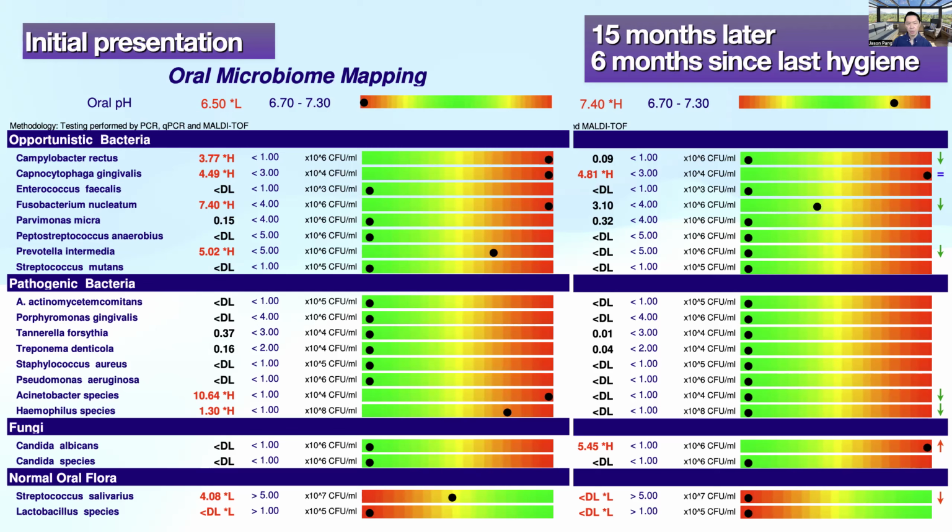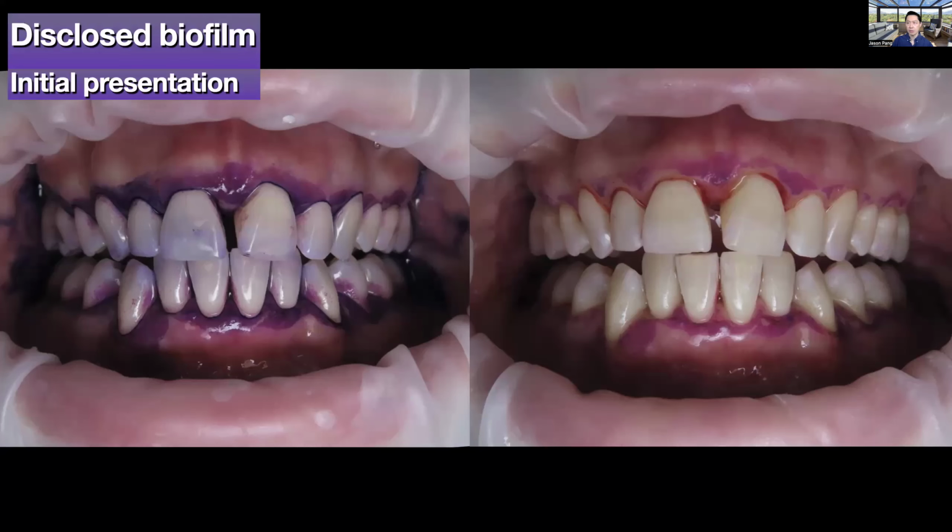So here, because this patient has been quite regular with us, 15 months after we first assessed her, we're able to see quite a reduction in all of the bacteria, both opportunistic and pathogenic. But the two things that did stand out was that the Candida albicans, the fungal infection, was high, so she needs to be treated for that because that can impact her cancer treatment. But the one that we were worried about, Fusobacterium nucleatum, was substantially reduced, and we will continue to try and reduce that bacteria.